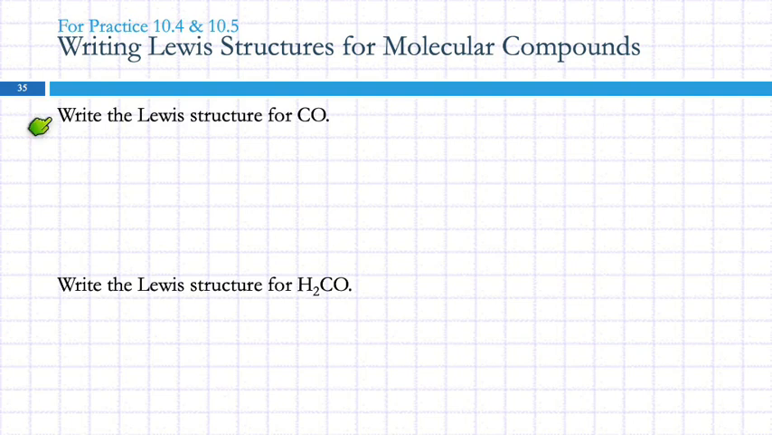Let's do some examples. Write the Lewis structure for carbon monoxide. So the first step is to make the correct skeleton. Well, here we have two atoms, so we can't go wrong. They have to be next to each other, right? So there's carbon, here's oxygen. So how many valence electrons does this compound have? In total, it has 10. Carbon has 4, and oxygen has 6, and so that's a total of 10 valence electrons.